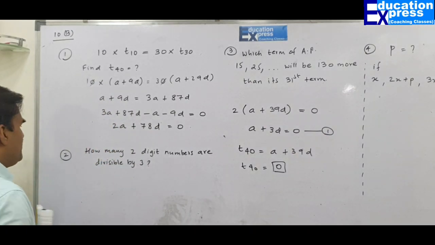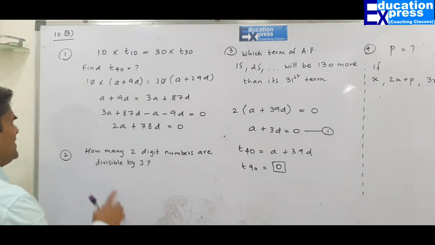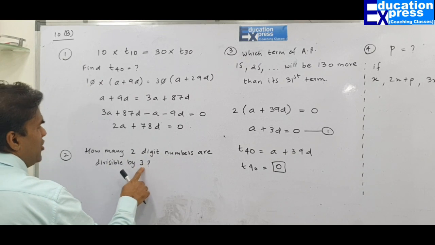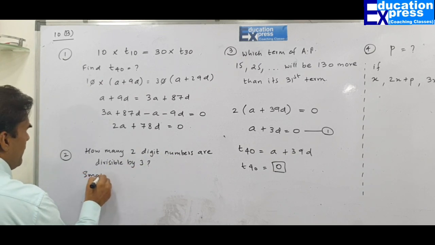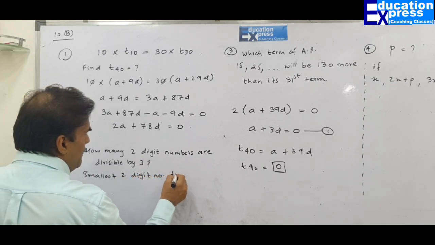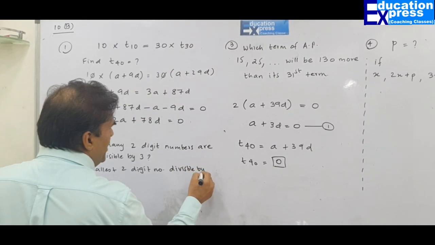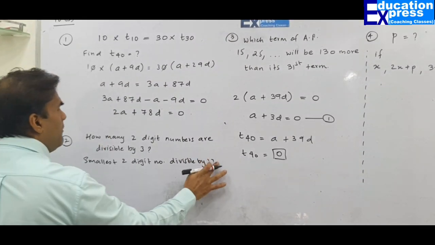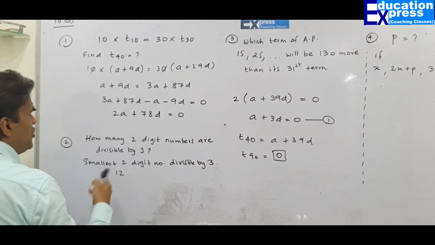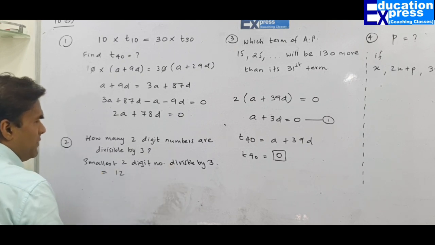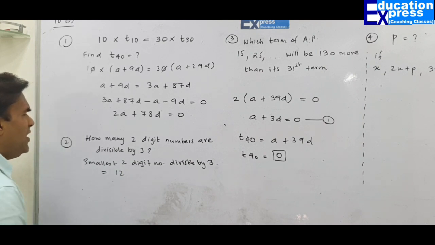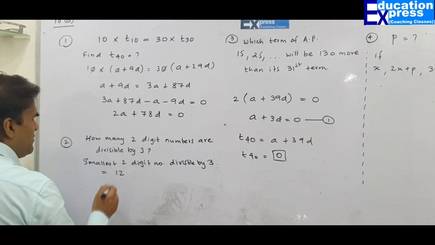Check the second question. What does it say? How many 2-digit numbers are divisible by 3? So I say the smallest 2-digit number divisible by 3 is 12. So we have to start our journey with 12. In fact, the smallest 2-digit number is 10. 10 is not divisible by 3. 11 is not divisible by 3. 12 is the smallest 2-digit number which is divisible by 3.